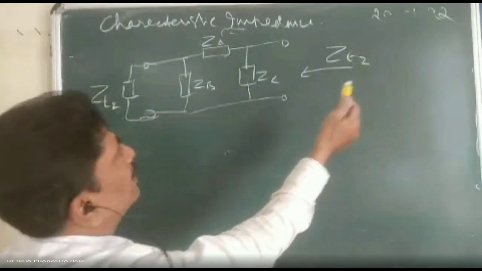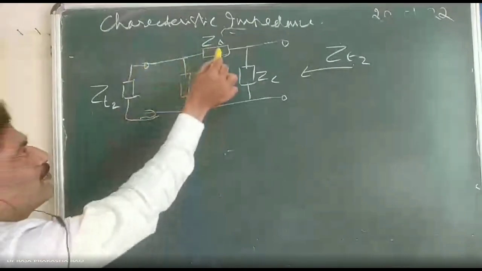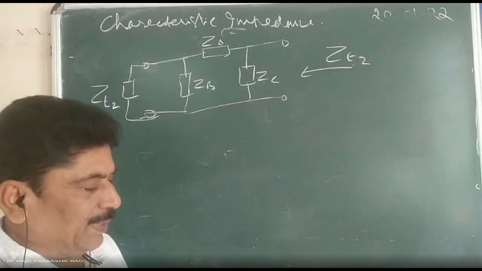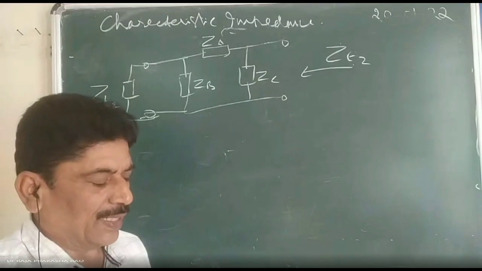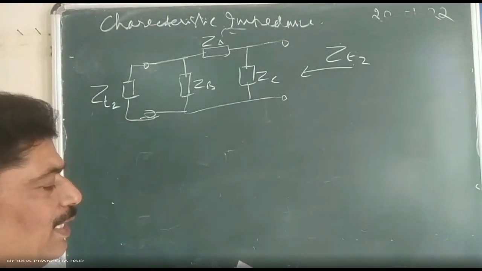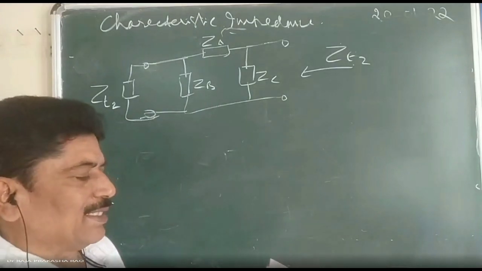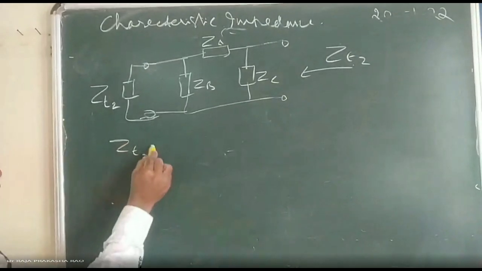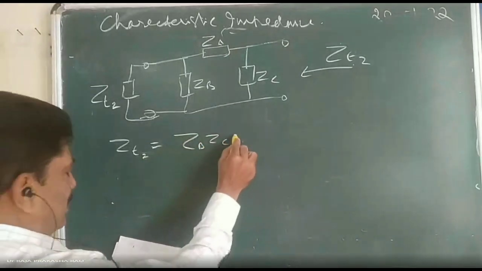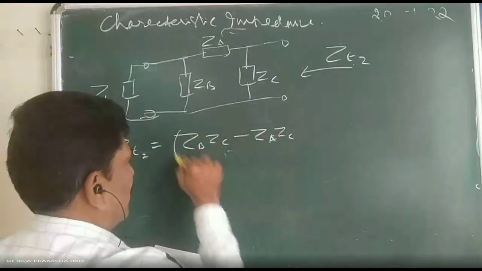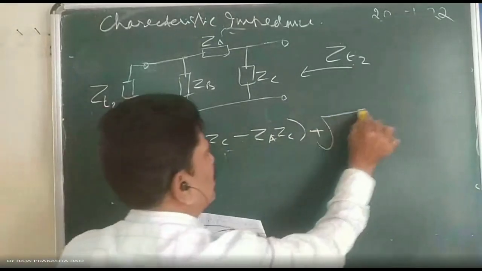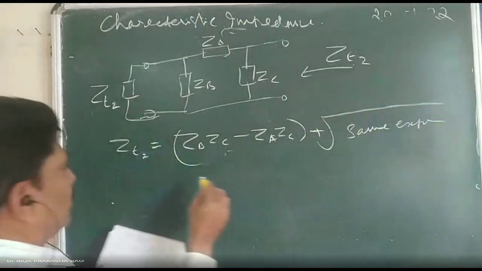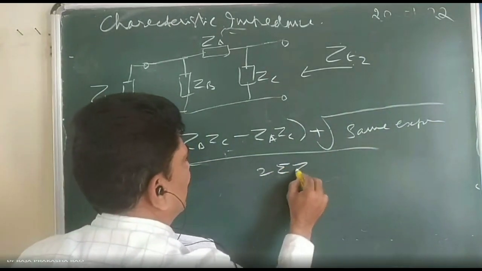If we look from this end, these two will be parallel, this combination will be in series with this, then the total combination will be parallel with ZC. Then we find out ZT2, and it will reduce to a quadratic equation. It will be almost similar to ZT1, only the terms in the first expression will be interchanged. That is, ZB ZC and ZA ZC will be interchanged here. So ZT2 will be equal to ZB ZC minus ZA ZC plus under root the same expression which we got for ZT1, by 2 into sigma ZA. This is ZT2.